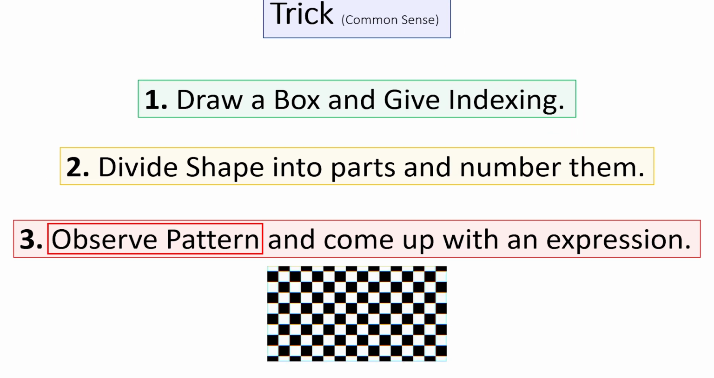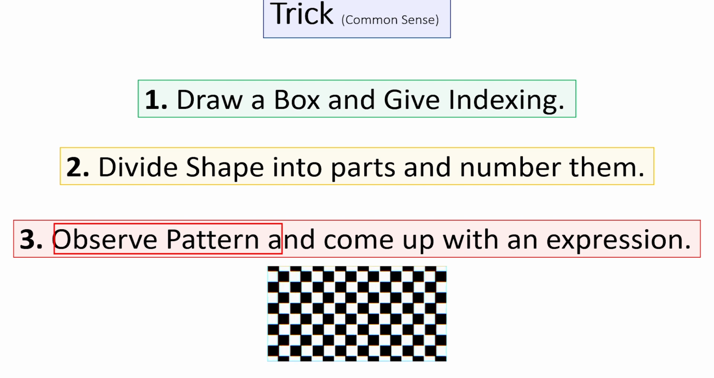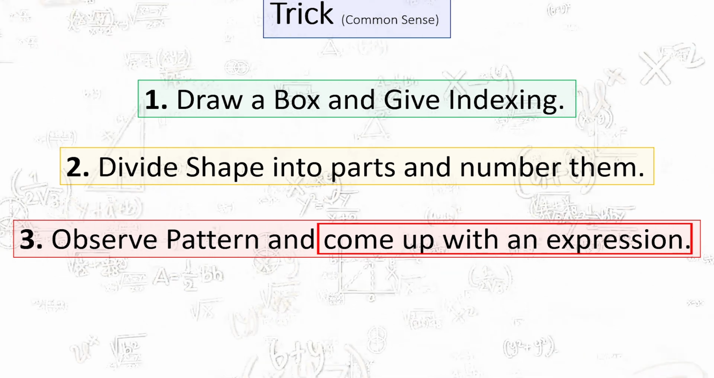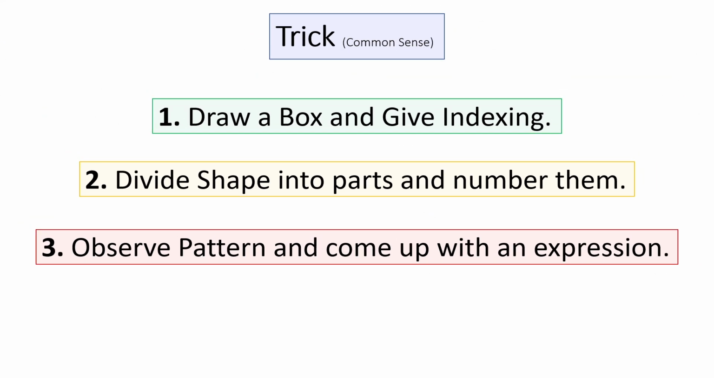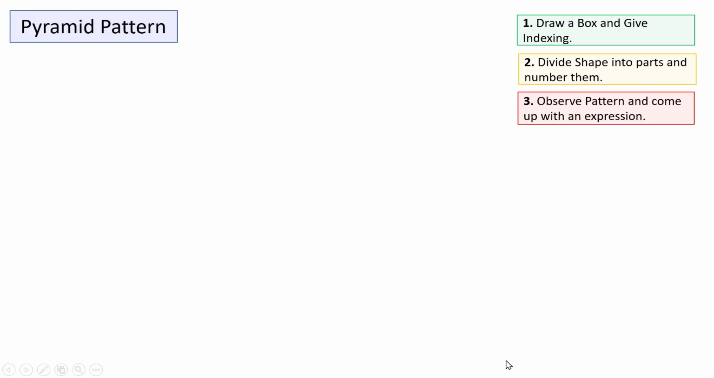Step 3. Now observe how the pattern changes with each step. The most important part is to come up with an expression that gives you the right result at every step. It might sound confusing right now, but don't worry. Once we solve the problem, it will all make sense. Let's start with a pyramid pattern. This example will clear up a lot of your doubts.